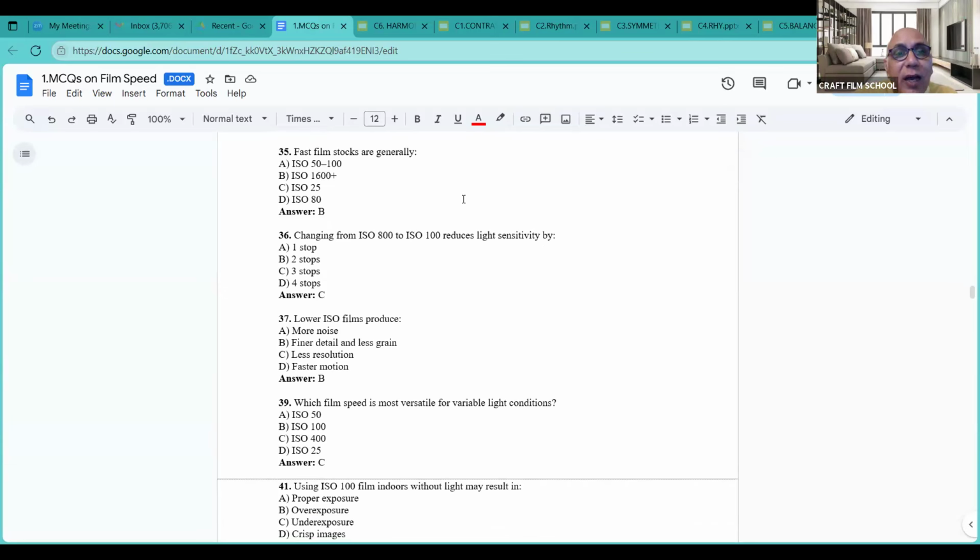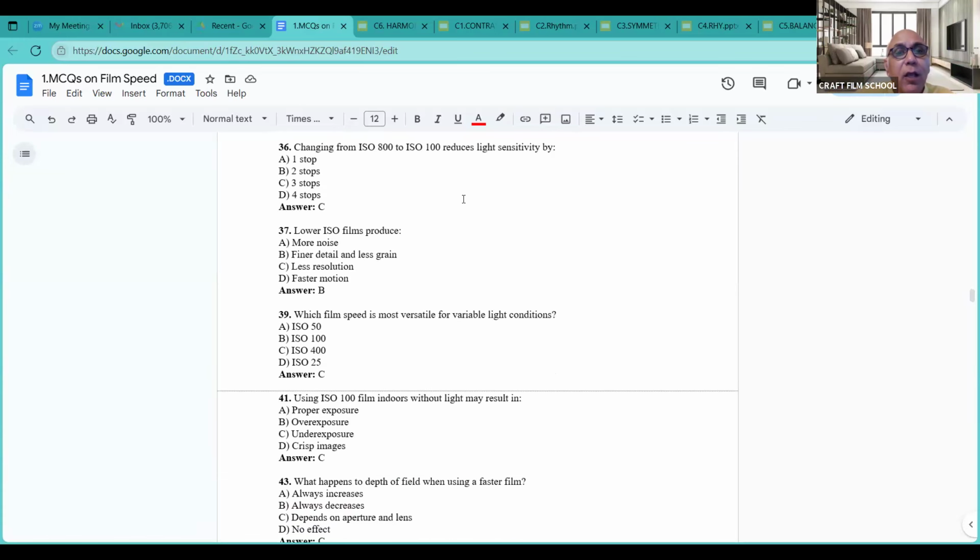Fast film stocks are generally ISO 50 to 100, no. 1600 plus, yes. 25, no. 80, no. So any stock which is high, even 800 plus is high speed, and 1600 plus is also high speed. Even to me, if there had been an answer of 400 plus, even then it would be a high speed stock compared to the rest of the options. 50 and 25 are slow speed.